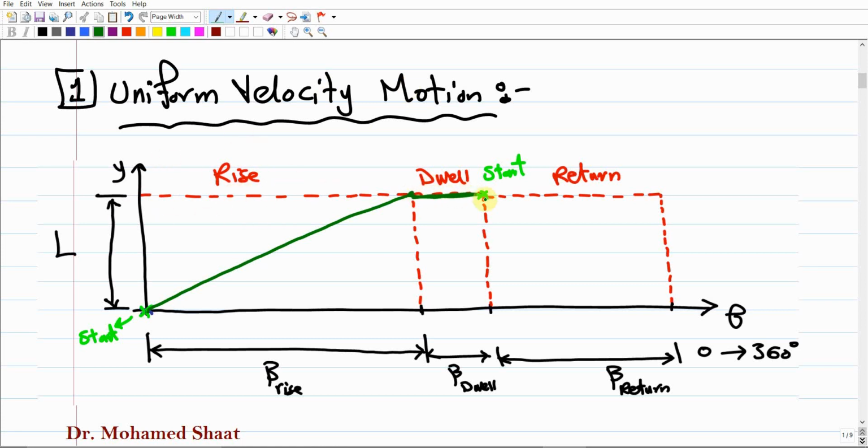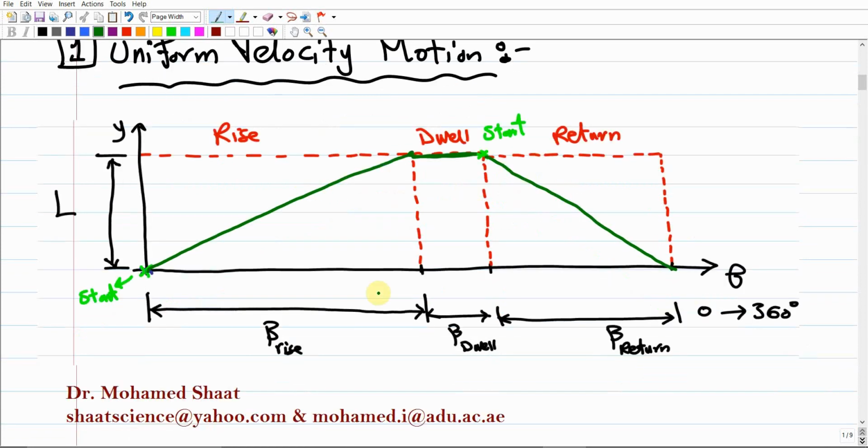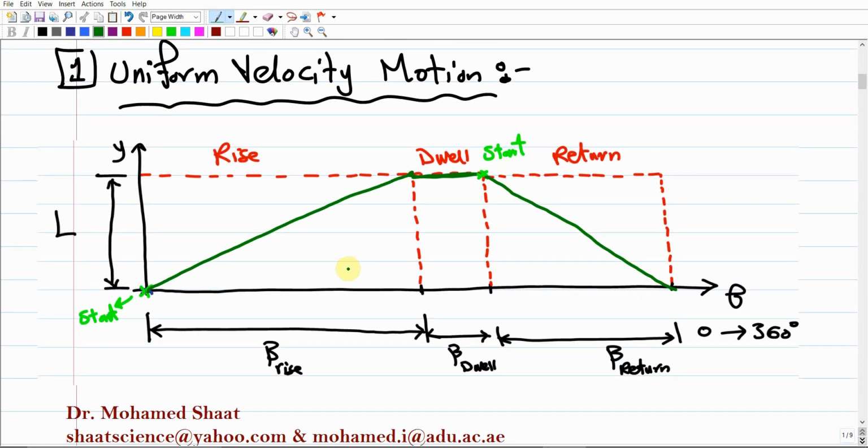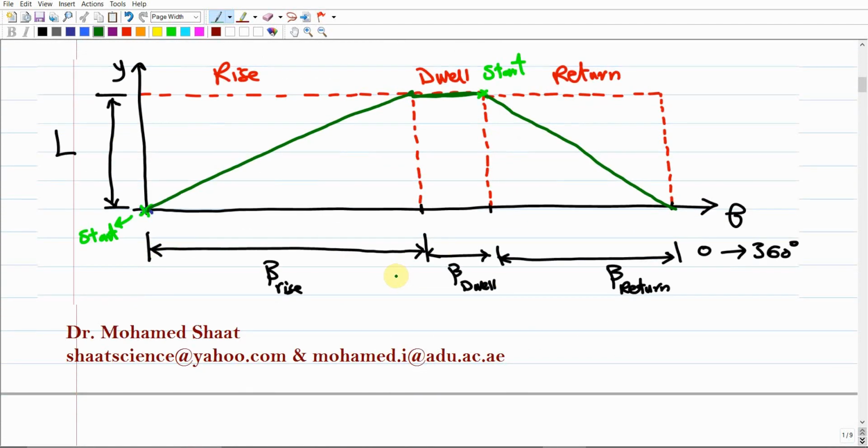Then we're going to have the dwell period, then it's going to return, starting from this point to the other corner. So your objective is just to connect these two points together. You're going to end up automatically with the uniform velocity motion within the return period. Make sense? So this is how we can graphically represent the uniform velocity motion during the rise and the return period. Again, it is very simple. This is the simplest type of motion that you would have for the follower during the rise and return period.